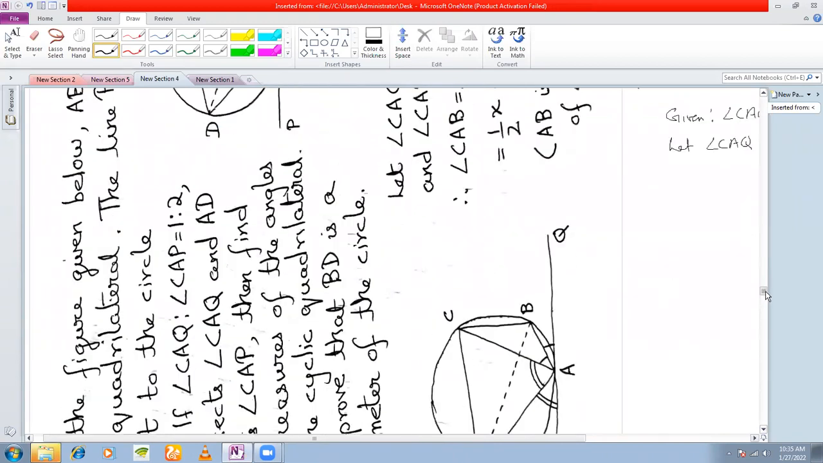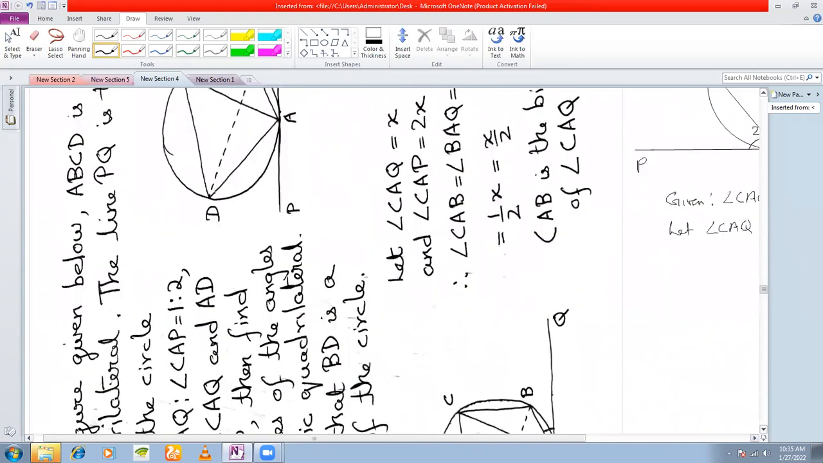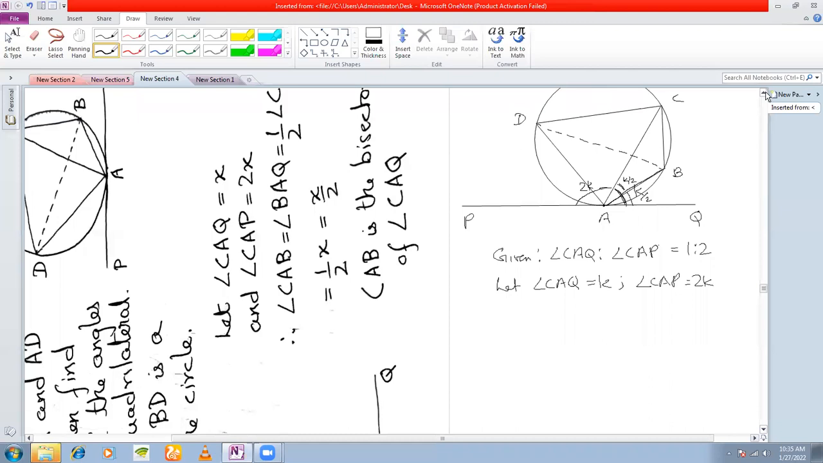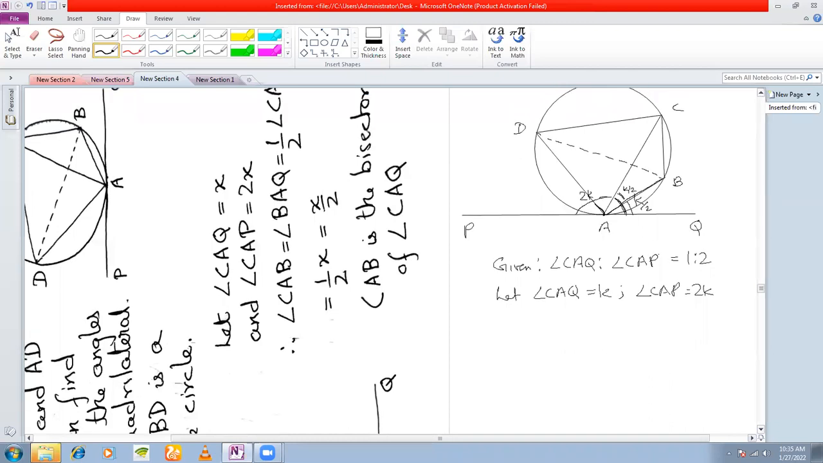Next, AB bisects angle CAQ and AD bisects angle CAP. Okay, it is given here that this line AD is the bisector of this angle. That means if this entire angle is 2K, this angle must be K and this angle must be K, right? So let's erase this 2K and simply write K and K by 2. We have this as K, this as K, this as K by 2 and this also K by 2, right?